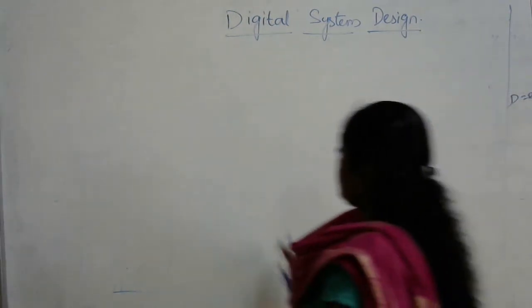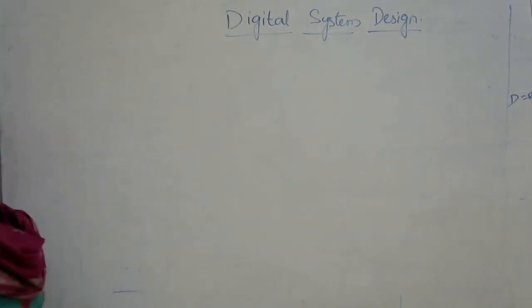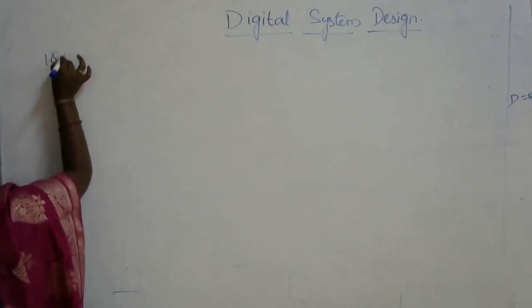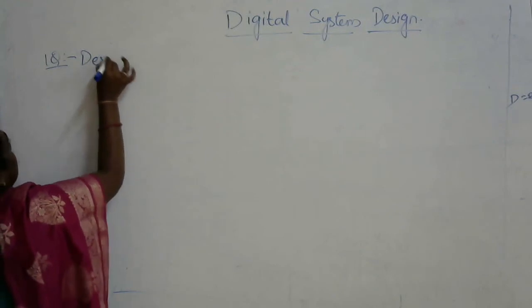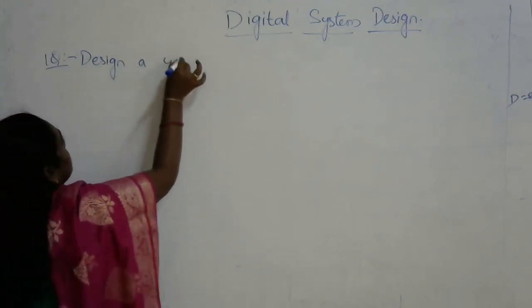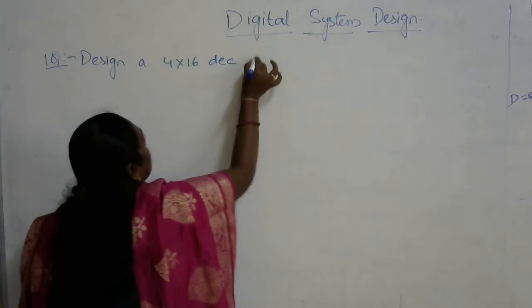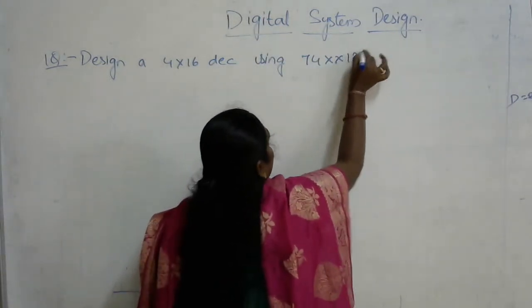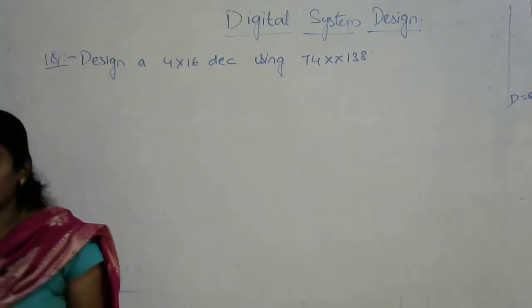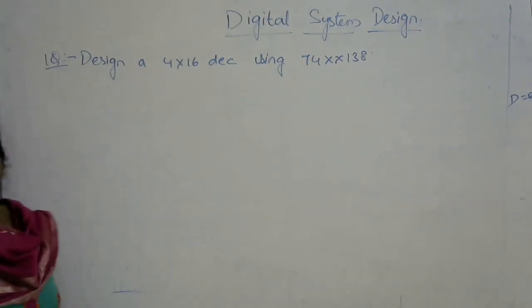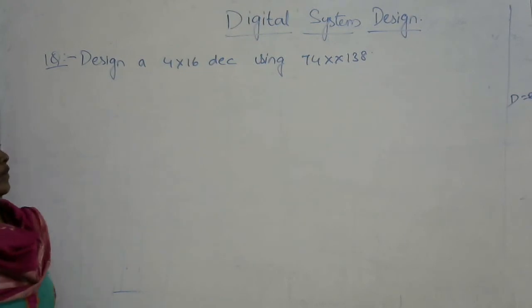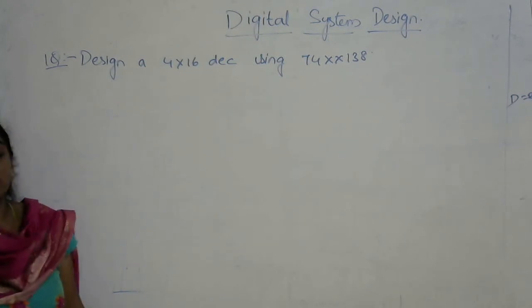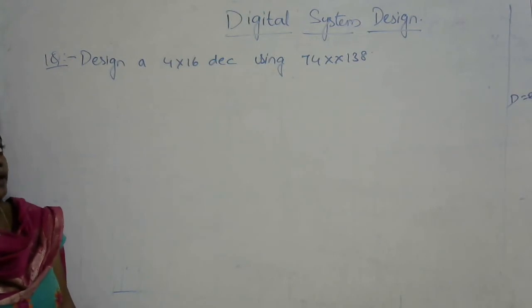So here, let us see how to design a 4 by 16 decoder using a 3 by 8 decoder. The question is, we need to design a 4 by 16 decoder using 74XX138. As we know, 74XX138 is a 3 by 8 decoder circuit. So here we need to design a 4 by 16 decoder by using a 3 by 8 decoder.